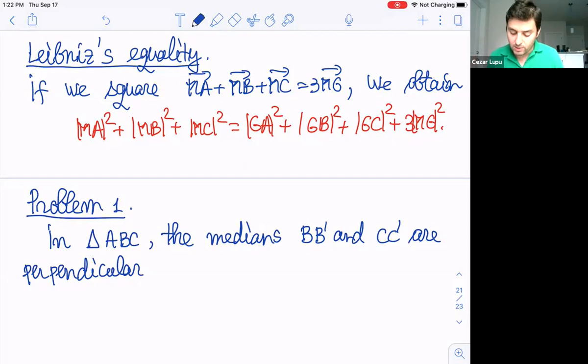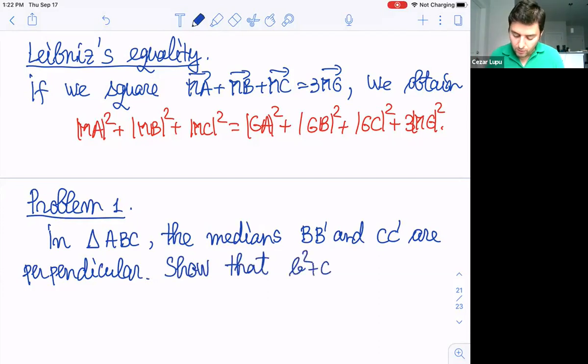And now I would like to see what happens if these two are perpendicular. Then, if the medians BB' and CC' are perpendicular, show that b squared plus c squared equals 5a squared.